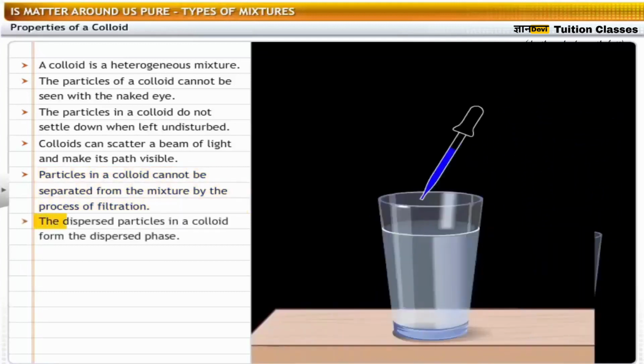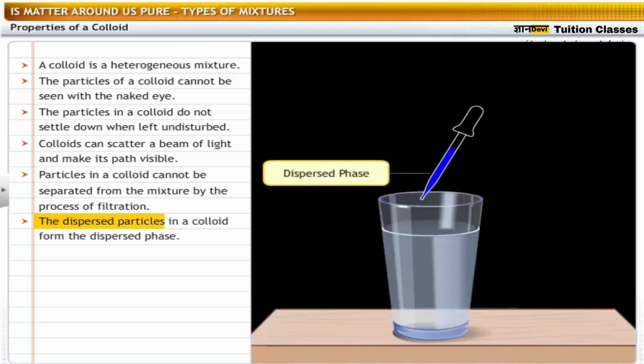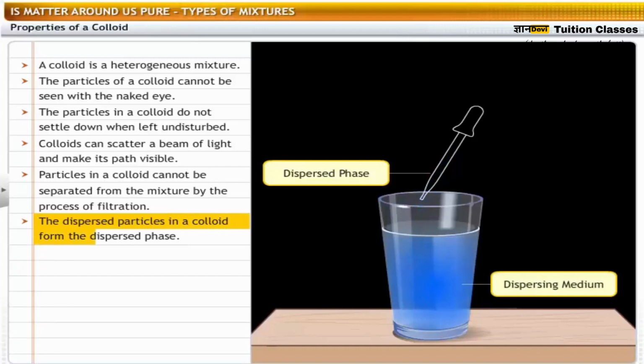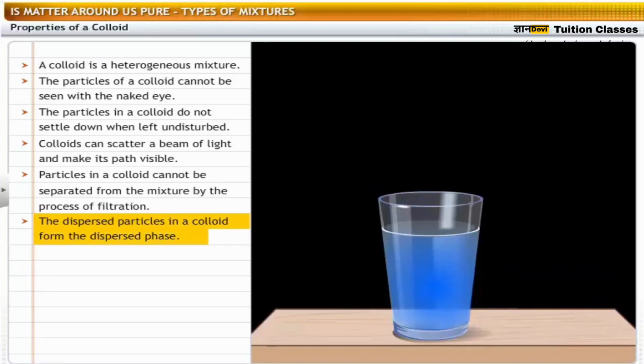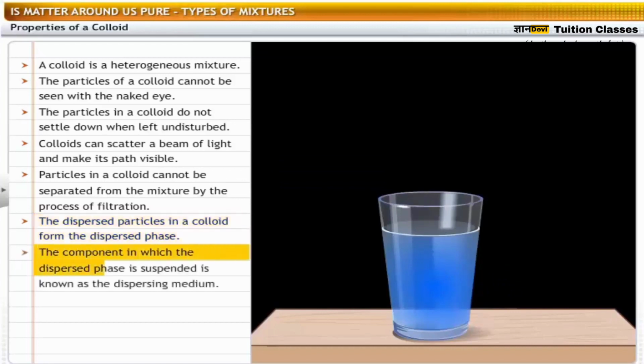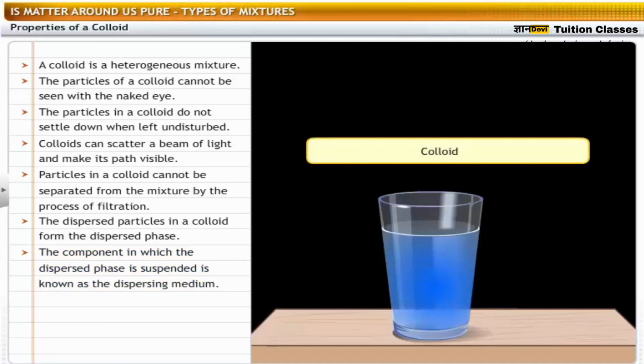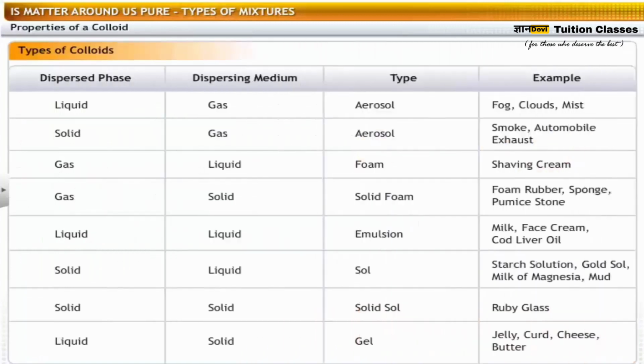A colloidal solution has two components, the dispersed phase and the dispersing medium. The solute-like component or the dispersed particles in a colloid form the dispersed phase. The component in which the dispersed phase is suspended is known as the dispersing medium. You can classify a colloid according to the state of the dispersing medium and the dispersed phase. There can be many types of colloids.